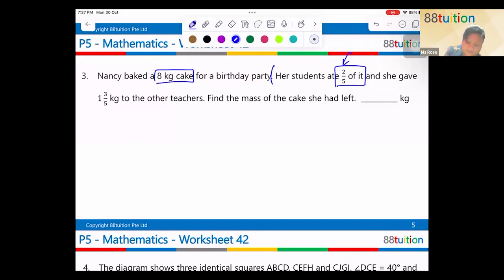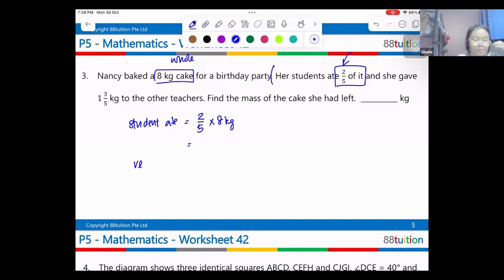Okay, so this is your whole. And her students ate 2 out of 5 of it. So that means students ate what? What's the mass that the students ate? 2 out of 5 of the 8 kg. 8 times 2 out of 5 is 16 over 5 kg, right?